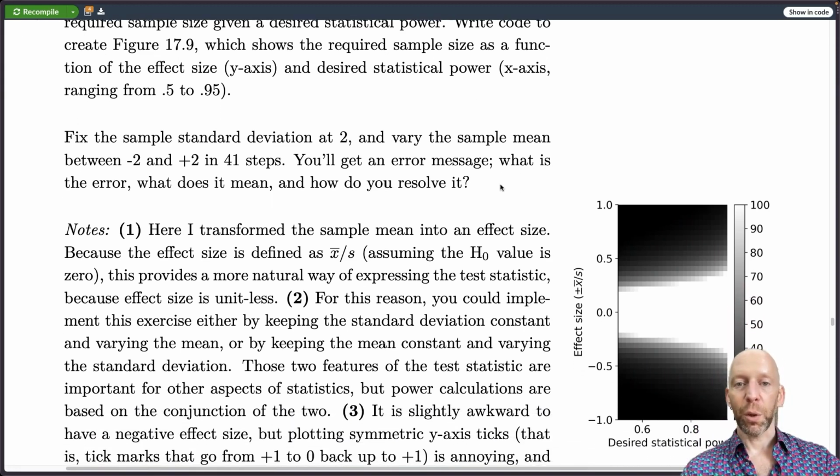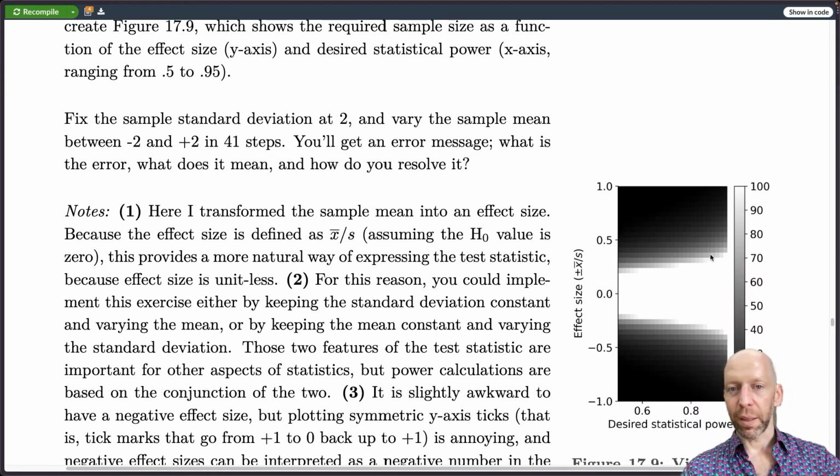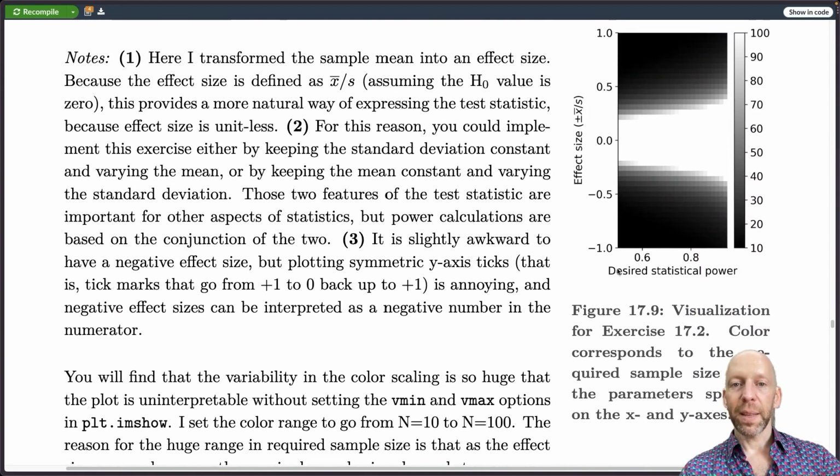Okay, so what you want to do is basically reproduce this figure here. So what are we looking at here? On the x-axis, we have the desired statistical power, and that ranges from 0.5 to 1. And then here on the y-axis, I'm plotting the effect size, which goes from -1 to +1.